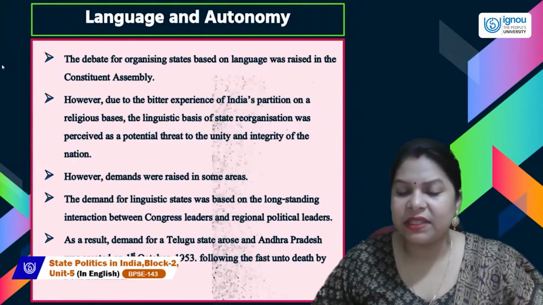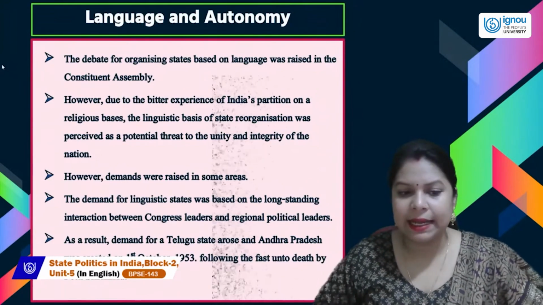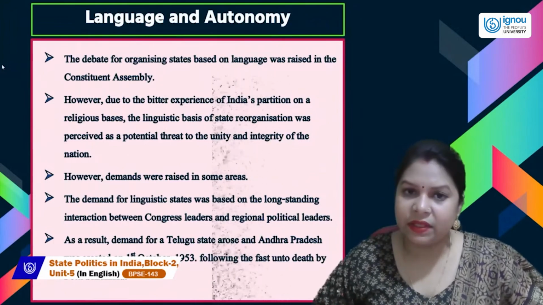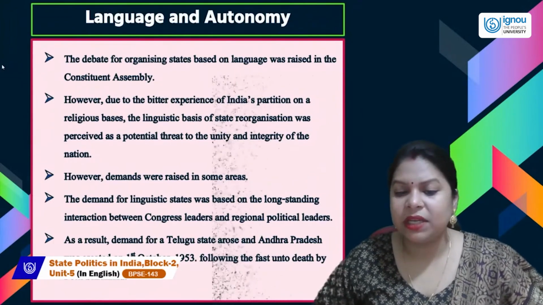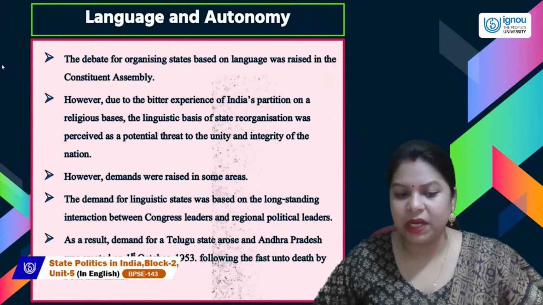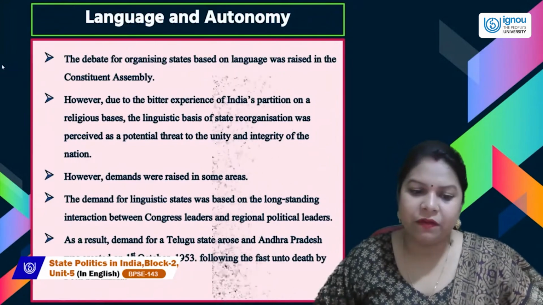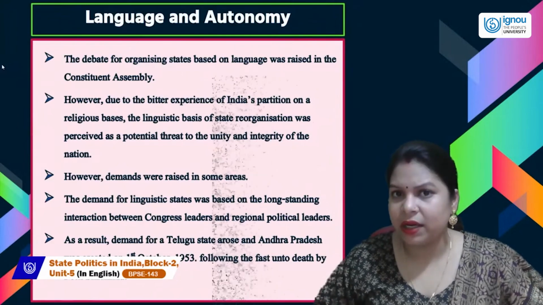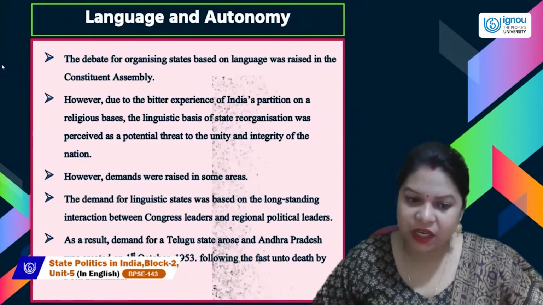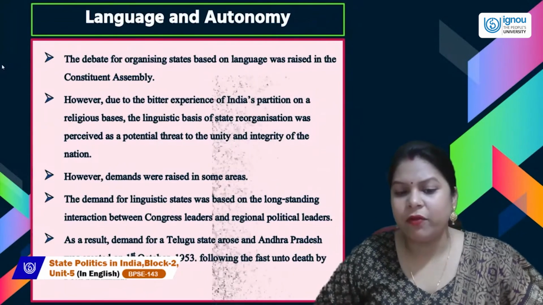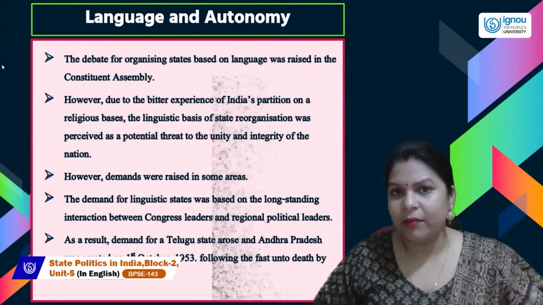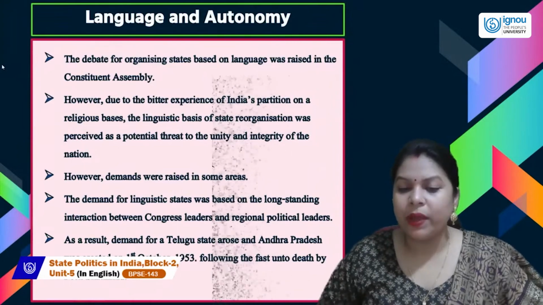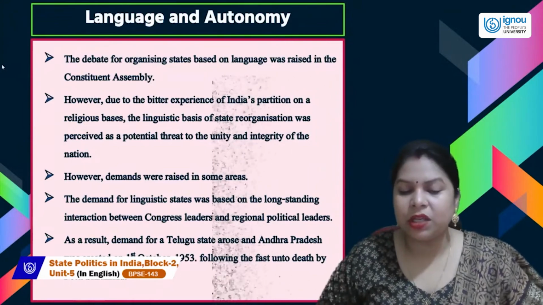The demand for linguistic states was based on a long-standing interaction between the Congress leaders and the regional political leaders. As a result, the demand for a Telugu state arose and Andhra Pradesh was created on 1st October 1953. So, the first state on the basis of language ever created in India was Andhra Pradesh, where the demand for a Telugu state came towards the Indian center, following the fast unto death by Putti Sriramalu.